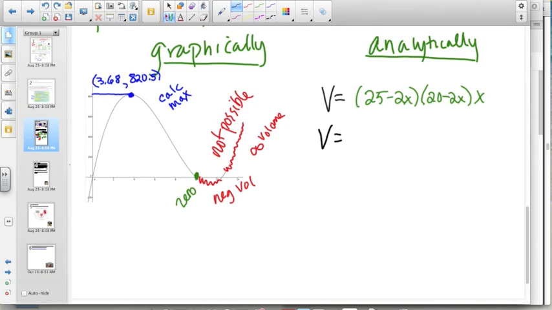Just go ahead and FOIL it. We'll take care of the derivative in a sec. Good. You are having bad iPad luck lately.